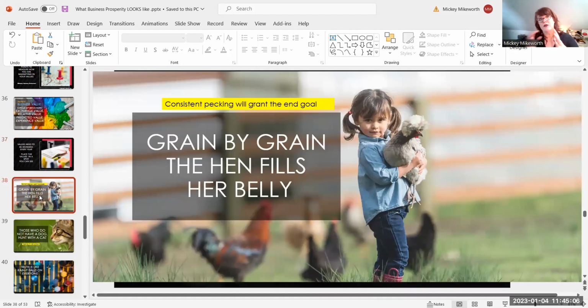Some of the ways that I brought forward here are some of these. I gave you the literal translation, from the words that you would hear in that country of Brazil. Grain by grain, the hen fills her belly. So this consistent pecking will grant you your end goals. And that's really where you have to go: grain by grain, the hen will fill her belly.